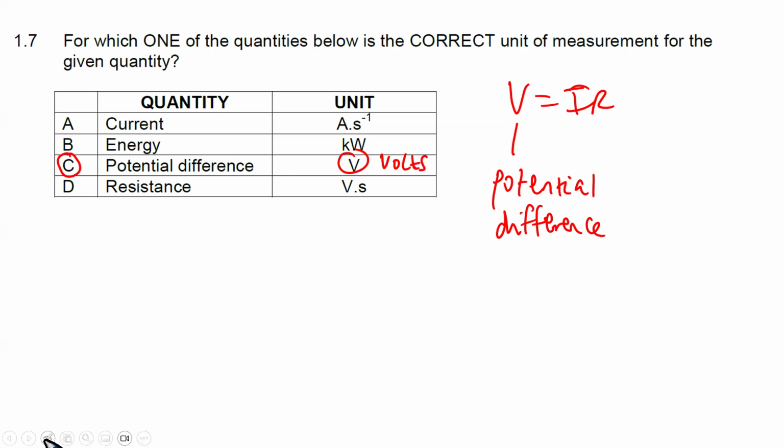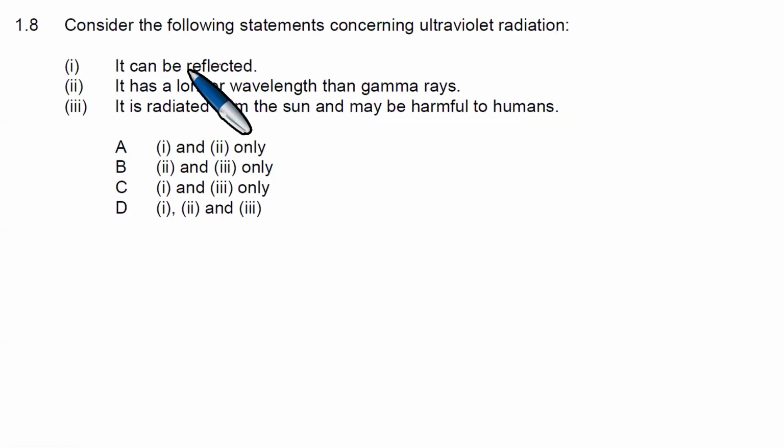So we continue. Next one, 1.8. Consider the following statements concerning ultraviolet radiation. Ultraviolet radiation, that is UV radiation: it can be reflected. It has a longer wavelength than gamma rays. It is radiated from the sun and may be harmful to humans. Which one is the correct one?